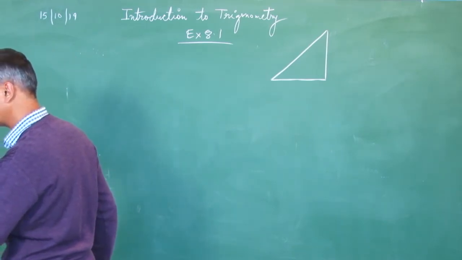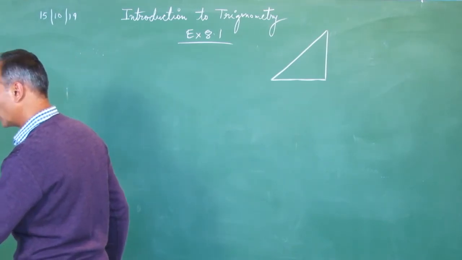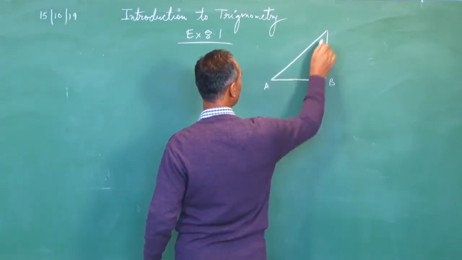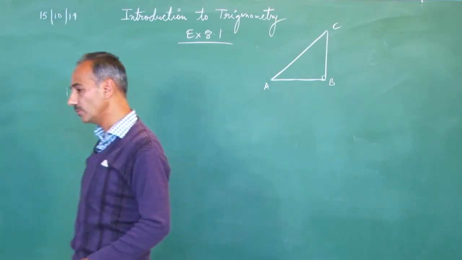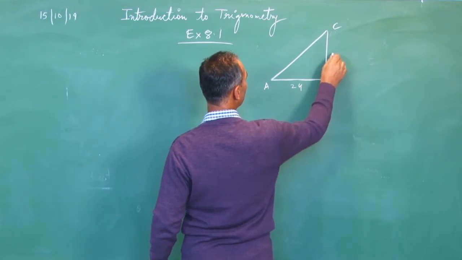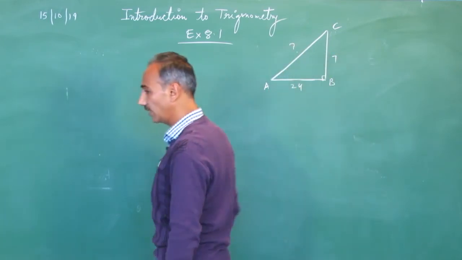So my right angle triangle is ABC, right angle at B. Let me take this as B, this as A, this as C. Now AB is given to be 24, BC is 7, and the hypotenuse is not given.